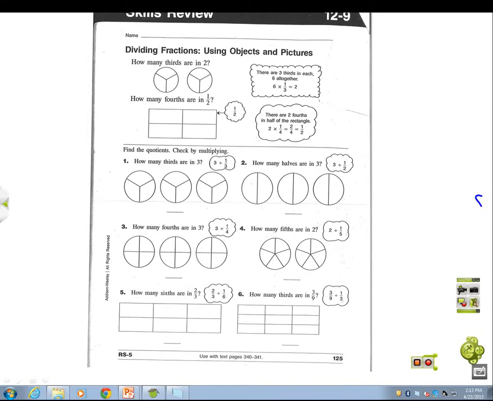This is homework for Thursday. Did I just go to number one? Read what the title of the page is. Dividing fractions using objects and pictures. Okay, so what's this say?